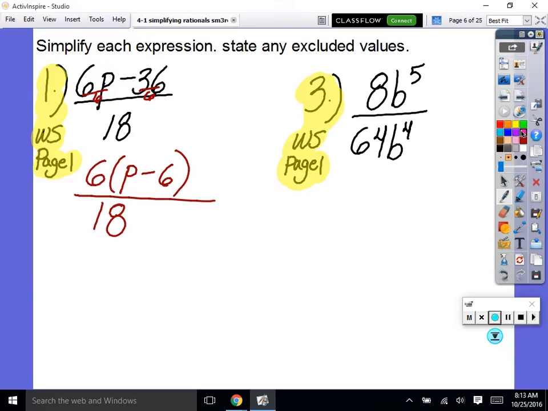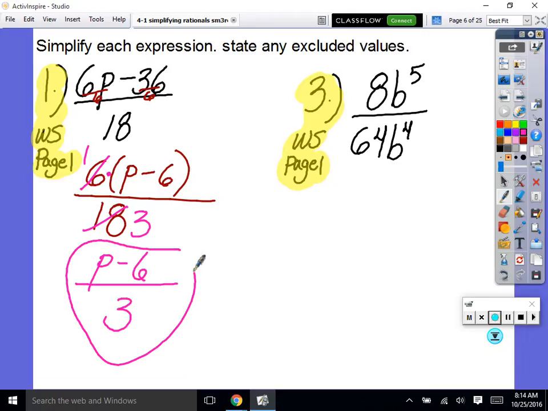All right, so let's simplify it. We have a 6 on top. It's being multiplied, so we can divide it out. 6 over 18 becomes 1 over 3. P minus 6. Can we divide 6 and 3? No, it's p minus 6 connected with a subtraction sign, so you can't do that. So left is our answer, p minus 6 times 1, which is p minus 6 over 3. There was no excluded values in this problem, so that's our final answer. Everybody good?